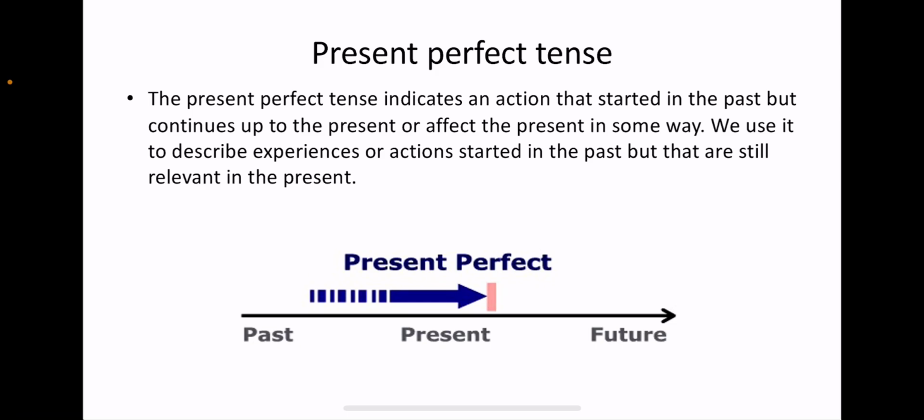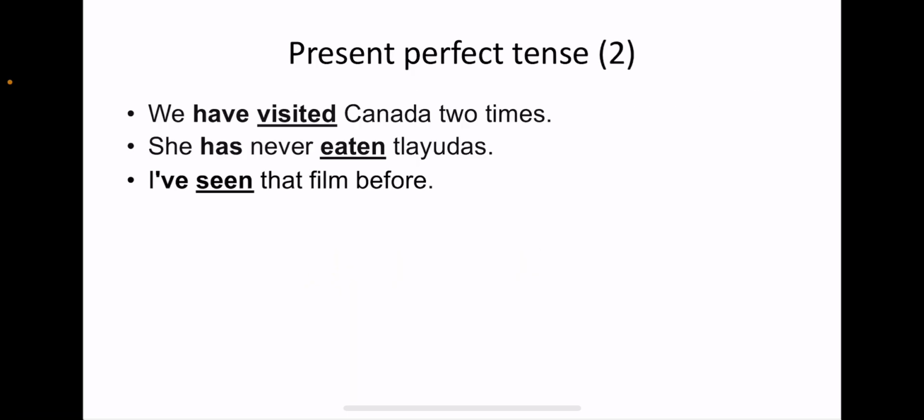So basically it's an activity that started in the past but it's relevant in the present or it's affecting the present. Most of the time we use it to talk about experiences, right? So for example, we have visited Canada 2 times. She has never eaten tlayudas. And I've seen that film before, right? All of those three examples refer to experiences. They occurred in the past, but now that I'm talking about them, they are relevant in the present.